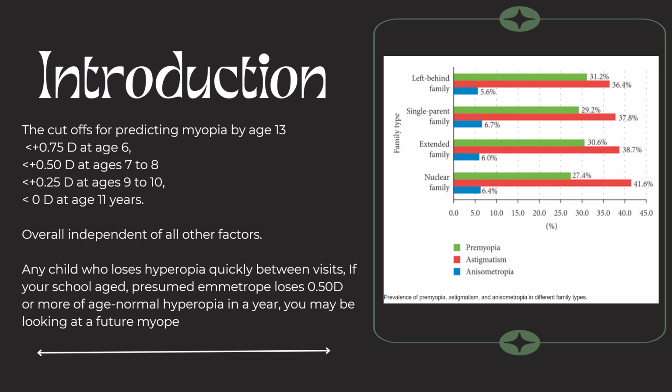So these are some of the cutoff ages which I have taken, and this is just to show you a graph as to how many patients and family history, and what the cutoffs are for predicting myopia by the age of 13. So a child who is 6 years of age would develop myopia by 13 years of age. The predicting factor obviously would be plus 0.75 at the age of 6.